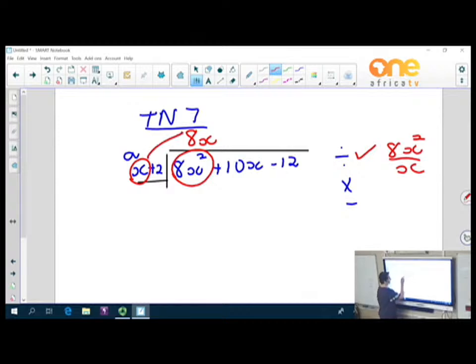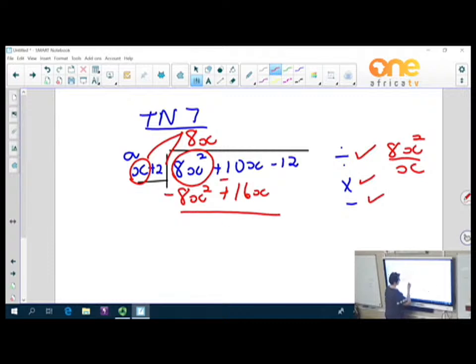Now I'm going to multiply. So I times each one there. So that is 8x squared plus 16x. There's your multiplication. Now I have to subtract. Subtract means change the second signs and add. This one eliminates now here. Positive 10, negative 16, do it on your calculator, is negative 6x. And I have to bring this one down, negative 12.